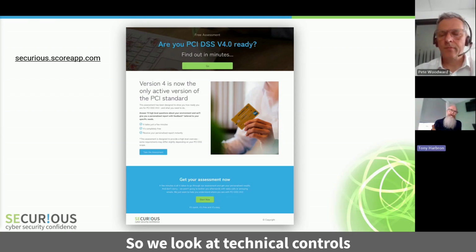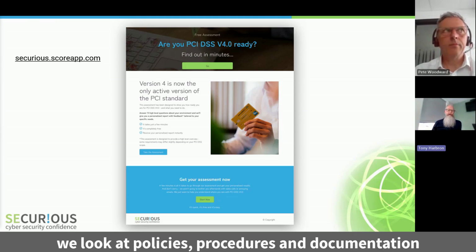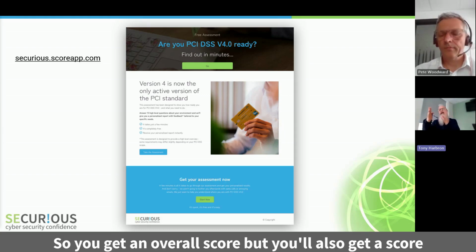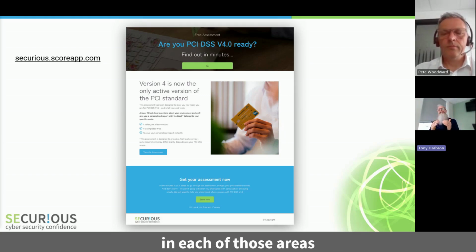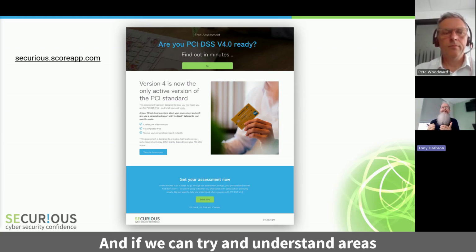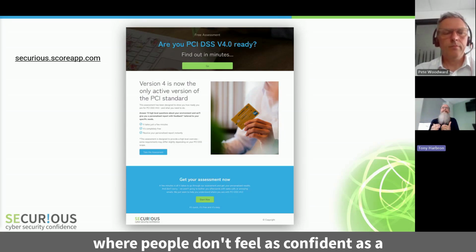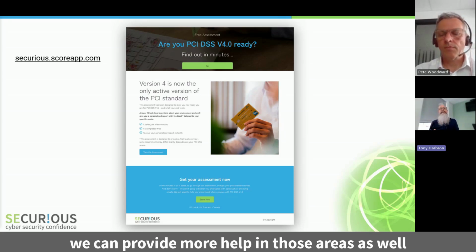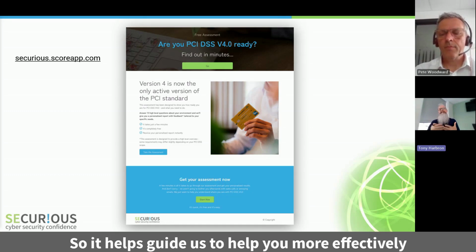So we'll look at technical controls, we look at policies, procedures, and documentation, passwords and multi-factor authentication, and logging and monitoring. So you get an overall score, but you'll also get a score in each of those areas. And if we can try and understand areas where people don't feel as confident as a result of doing this assessment, we can provide more help in those areas as well. So it helps guide us to help you more effectively.